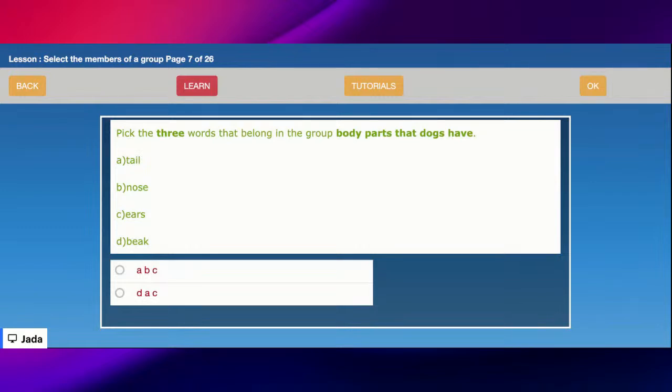And then three words that belong in the group body part that dogs have. Body part that dogs have.